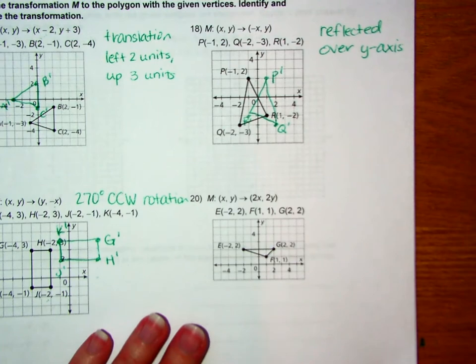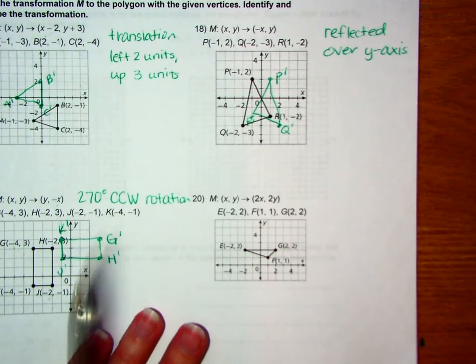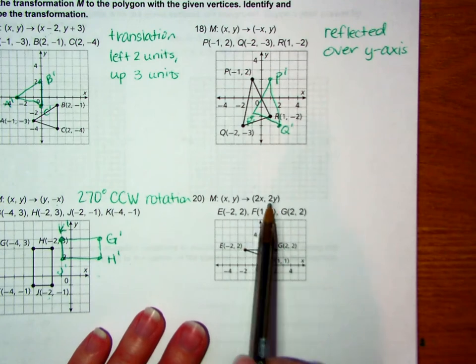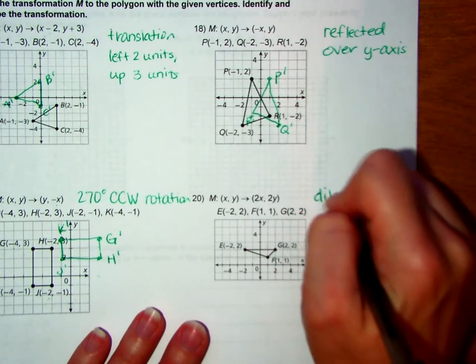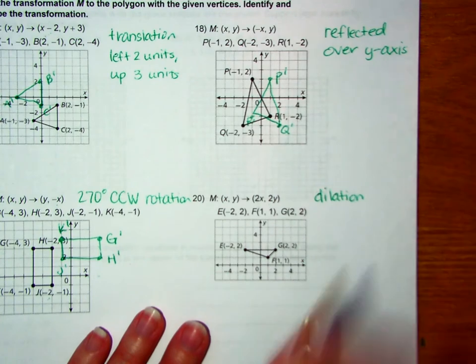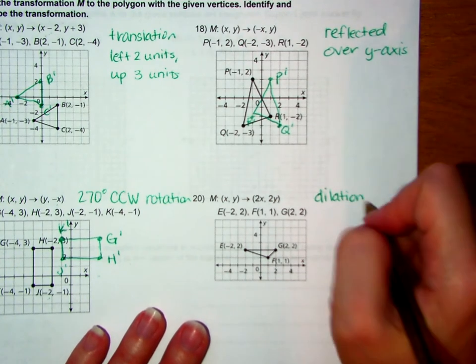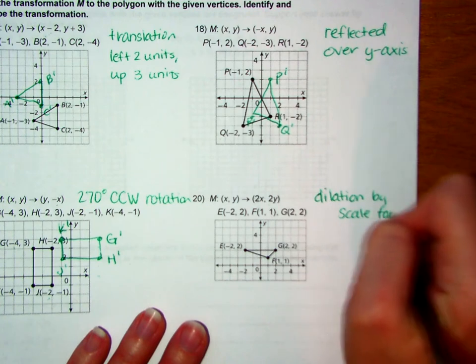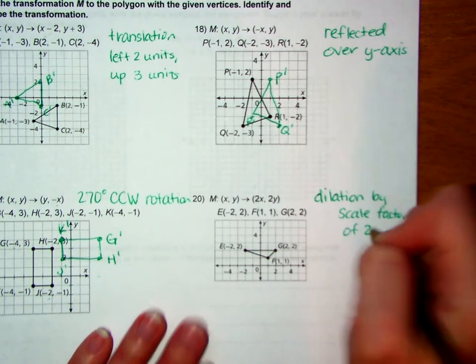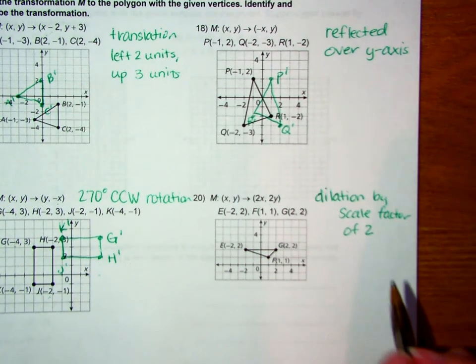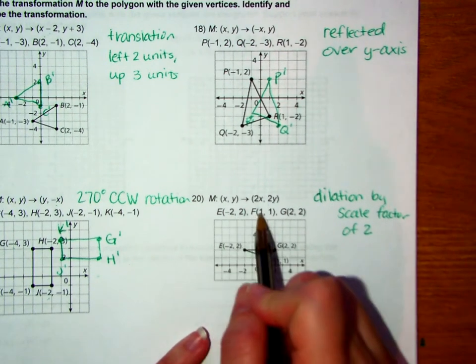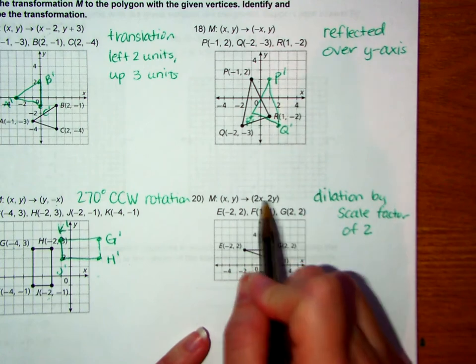Now, if you look at 20, this is not a rigid motion. The other 3 were. A rigid motion results in congruent shapes. When we have a dilation, which is what this is, we are not going to have a rigid motion. Now, this is a dilation by a scale factor of 2. Now, it doesn't tell us what we're dilating it about, so that means we're going to be going about the origin. So that means every single one of these numbers has to be multiplied by 2.